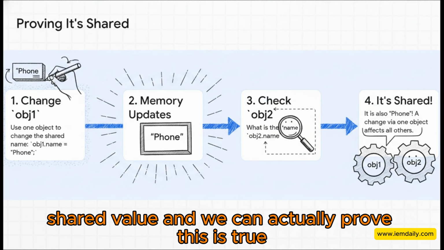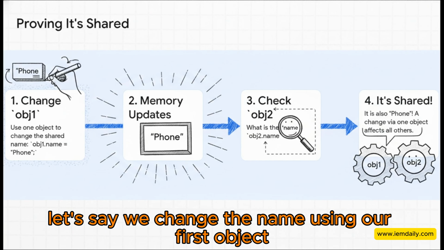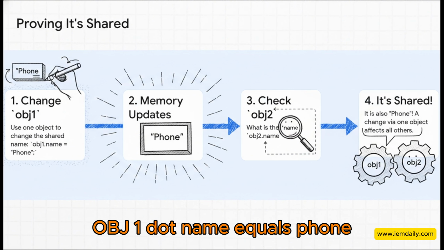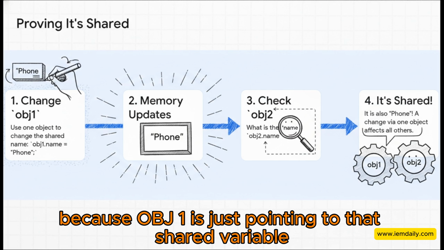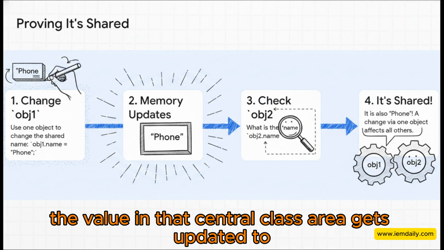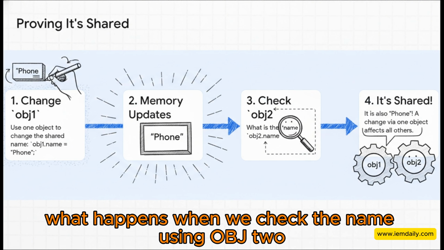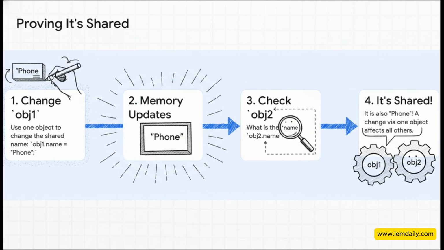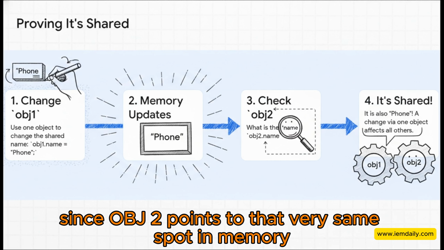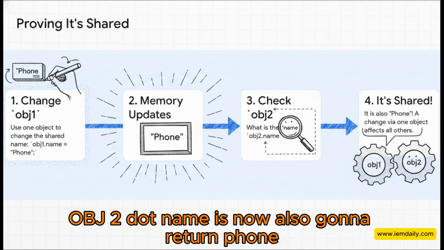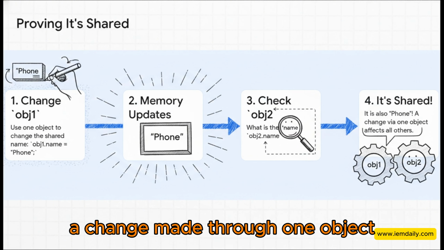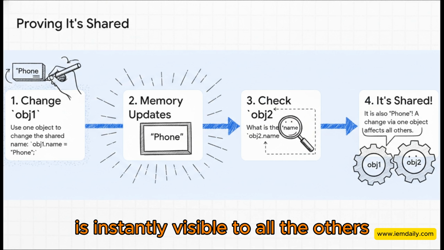And we can actually prove this is true. Let's say we change the name using our first object, obj1.name equals phone. Because obj1 is just pointing to that shared variable, the value in that central class area gets updated to phone. Now here's the key question. What happens when we check the name using obj2? Well, since obj2 points to that very same spot in memory, obj2.name is now also going to return phone. A change made through one object is instantly visible to all the others.